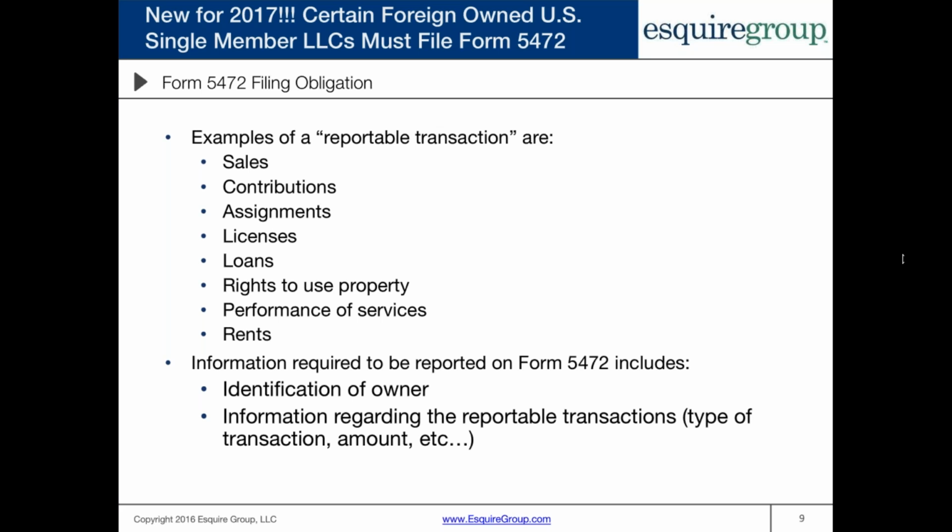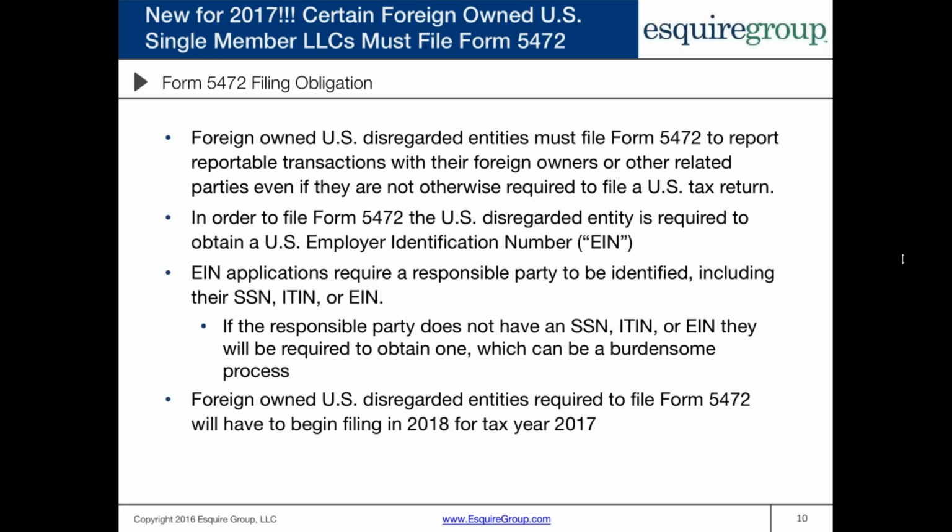So let's assume a 5472 needs to be filed by the U.S. LLC that's a disregarded entity and foreign owned. What's going to have to be provided? First of all, the owner is going to be identified, and also information regarding the reportable transaction. So the type of transaction: was it a loan? Was it a sale? Was it a right to use property? How much was the transaction for? Things of that nature.